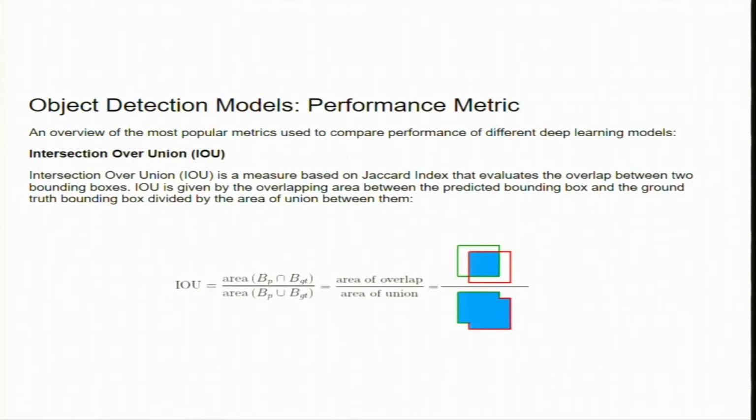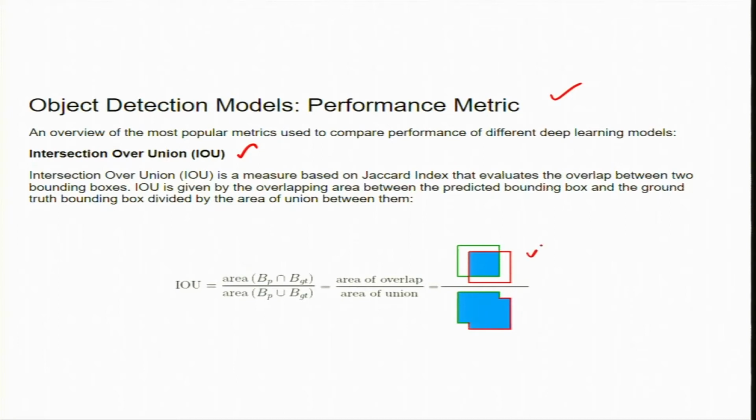Now, the various models which we have discussed can be compared on their performance with metrics. There are several metrics we have to understand before we go ahead. I have already mentioned intersection over union for the bounding box. This is a measure based on the Jaccard index which evaluates the overlap between bounding boxes. Intersection over union is given by the overlapping area between the predicted bounding box and the ground truth bounding box, divided by the area of union between them.